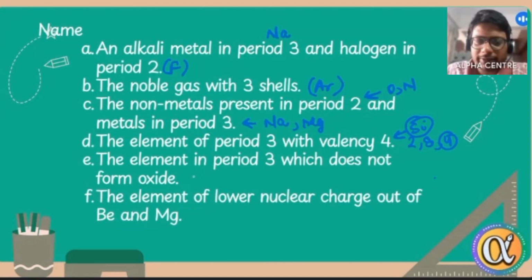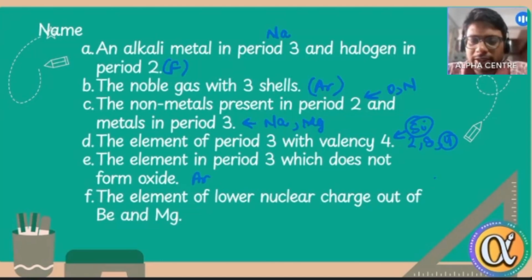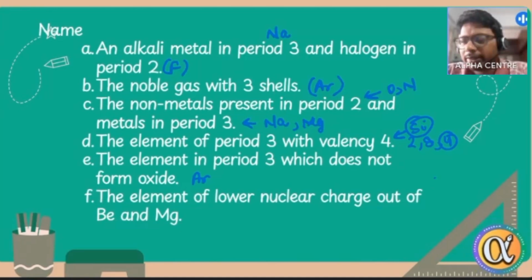2, 8, 8, argon. Element of lower nuclear charge out of beryllium and magnesium. So what do you mean by lower nuclear charge? Nuclear charge basically means the number of protons, the positive charge in the nucleus. Lower is beryllium.